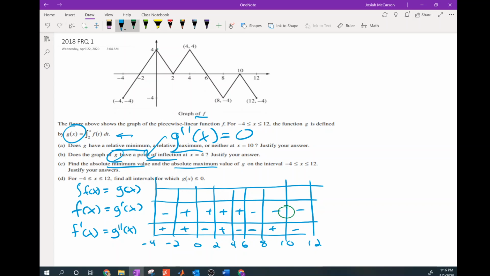So let's go down, look at 4 for g double prime. It goes from positive to negative, which means it has to equal 0. So that means, for question B, the answer is yes.